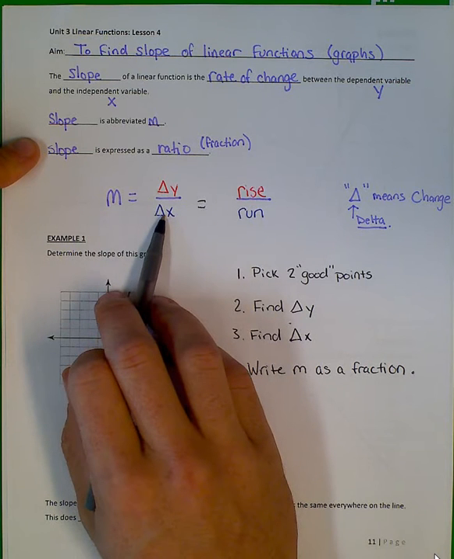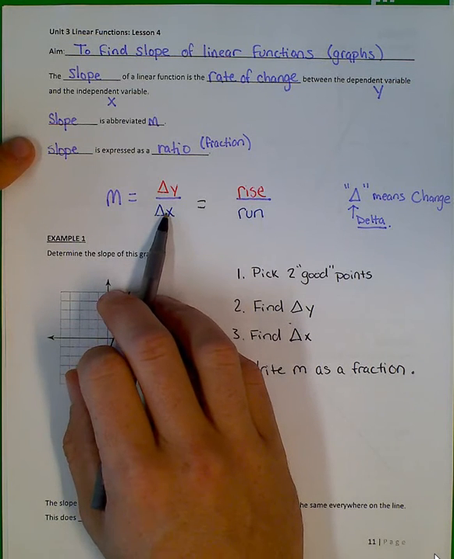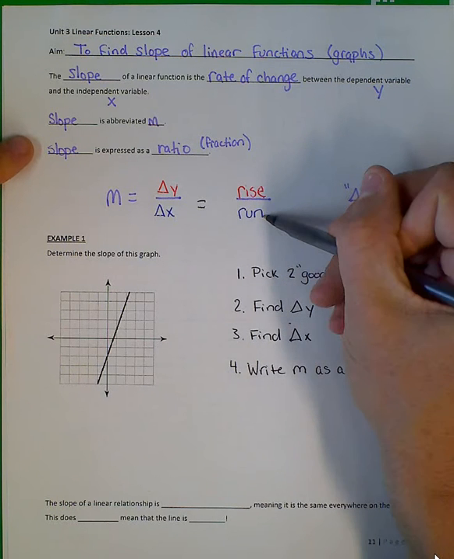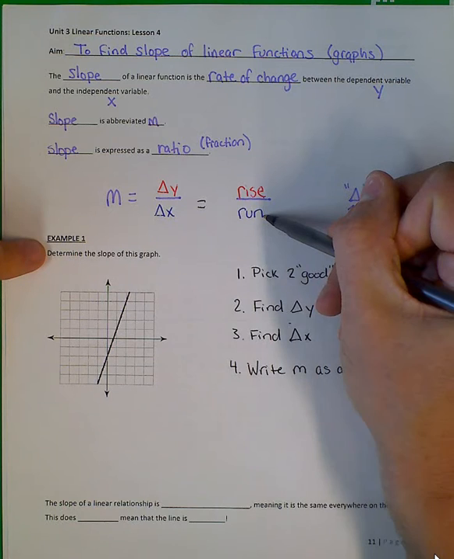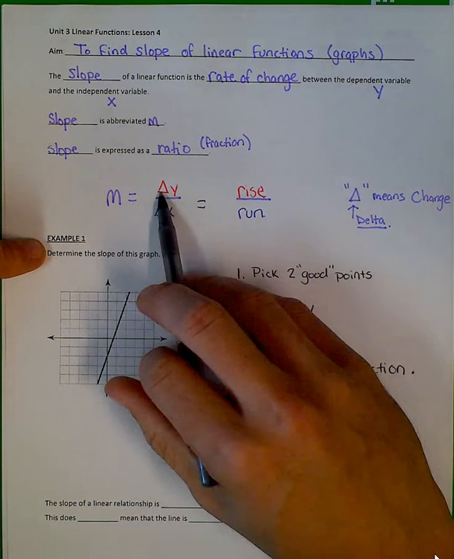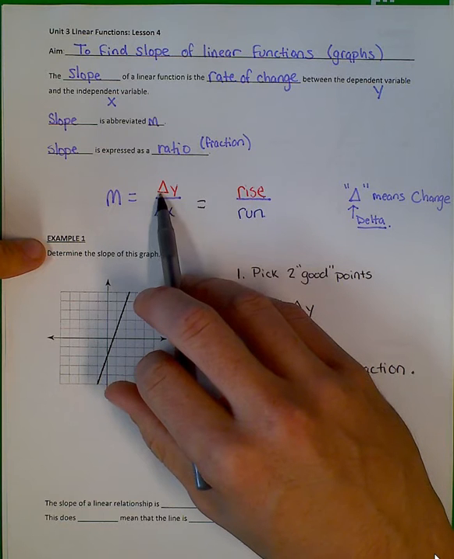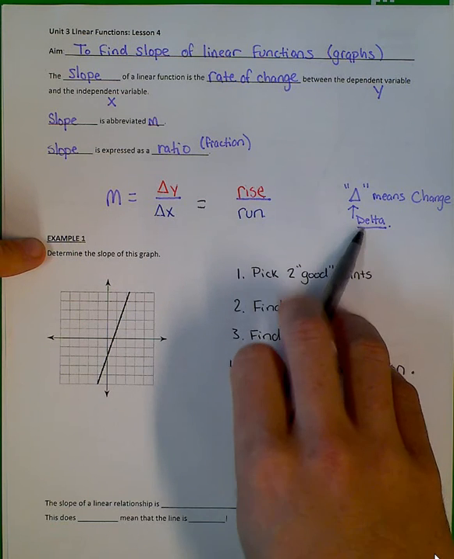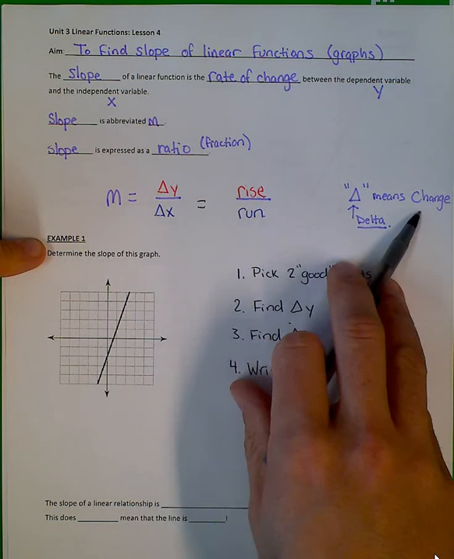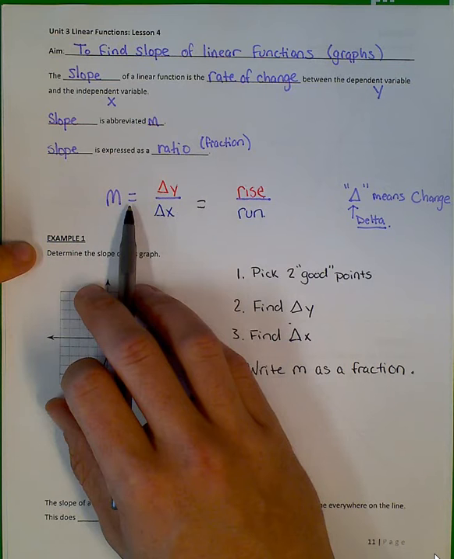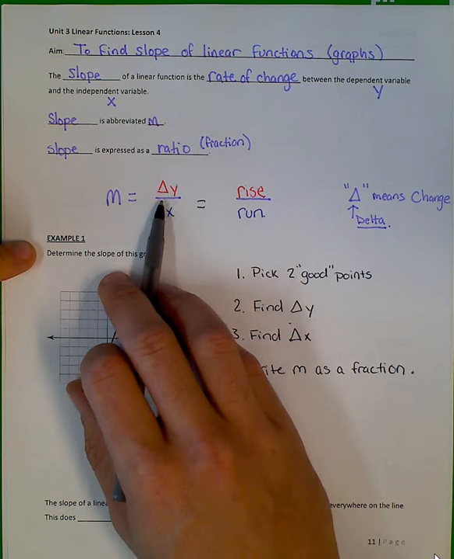A lot of times students think of this as how much the line is rising over how much it's running. This will make more sense after example 1. Important to note in our fraction, this is not a triangle, but actually a Greek letter called delta, and delta means change. So I read this fraction as slope is the change in y over the change in x.